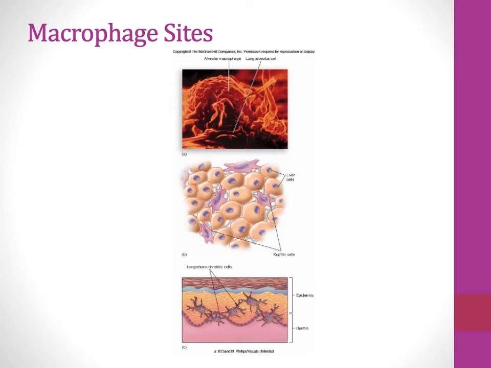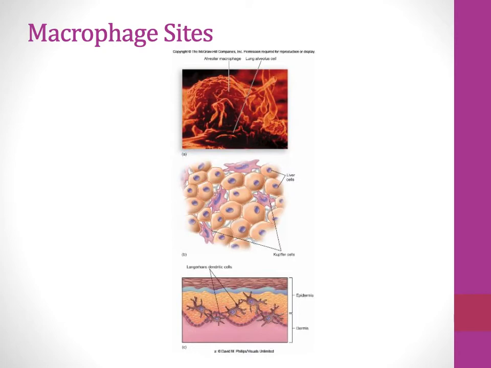And then with macrophages, we just want to keep in mind that macrophages are found in different locations. So we can have macrophages that are free in circulation in the blood, but then we can also have ones in special sites like in the lung, in the liver, and also in the skin.